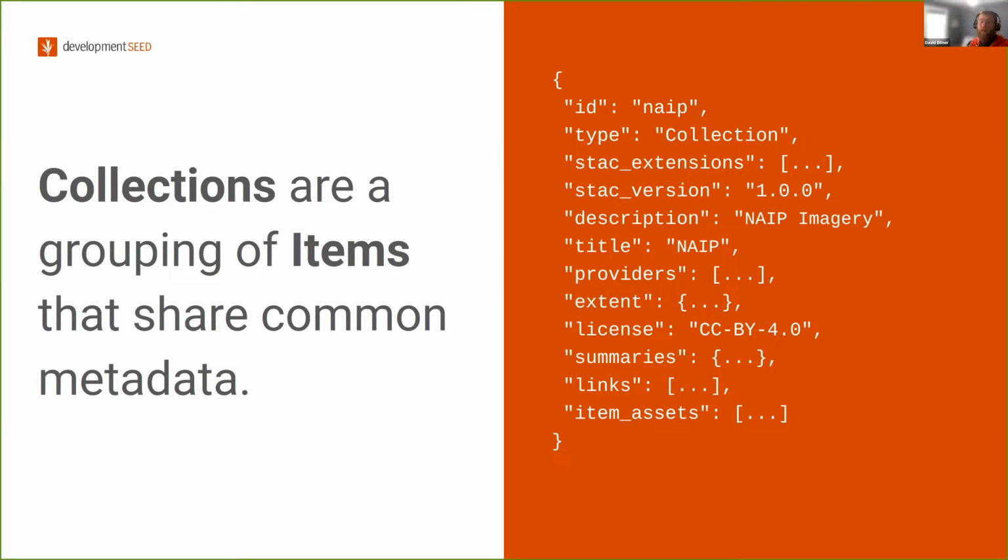For NAIP, that spatial extent is going to be just the US, whereas if it was Landsat, that extent may be global. Summaries can have statistics, aggregate statistics over all of the items. A number of links. STAC is made so that you can easily link back and kind of link through the chain of collections and items, with self links and parent links and everything.